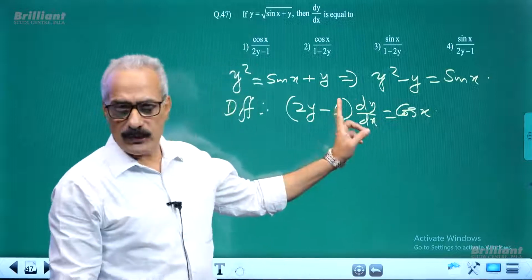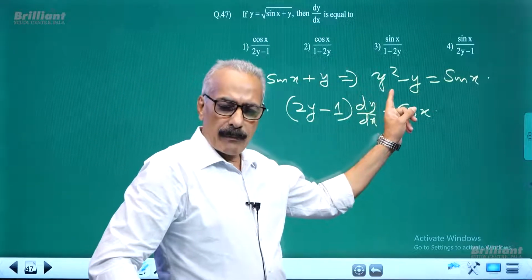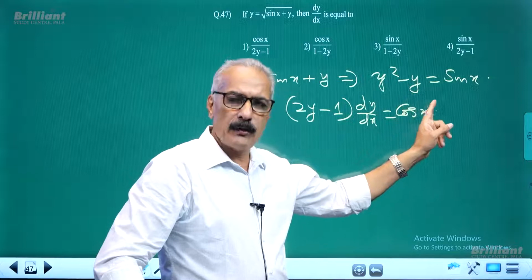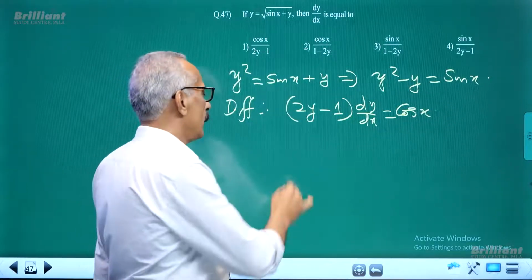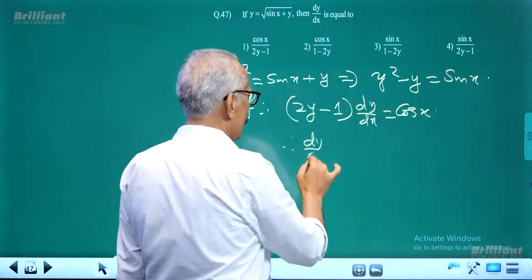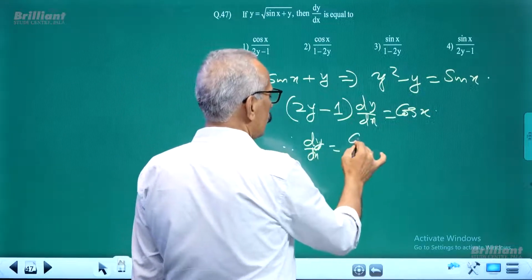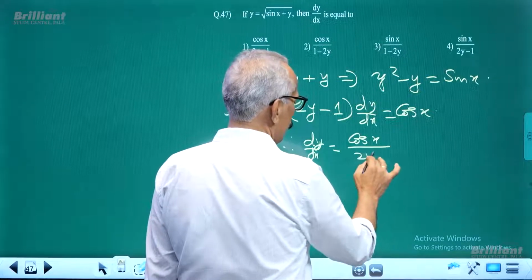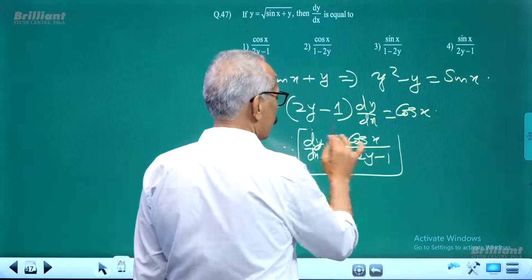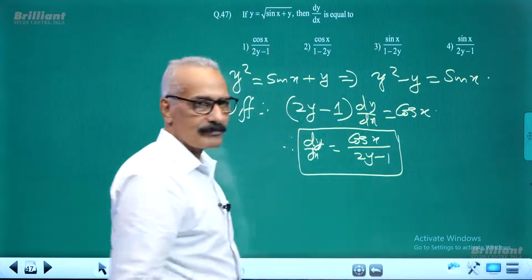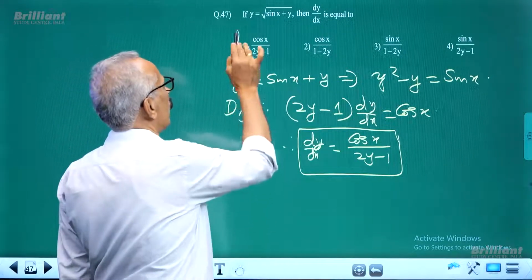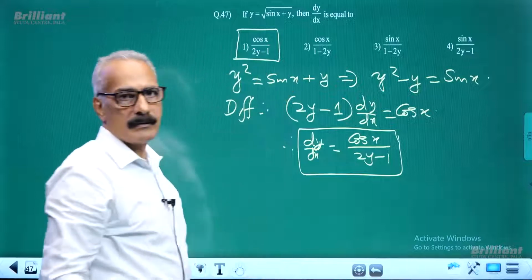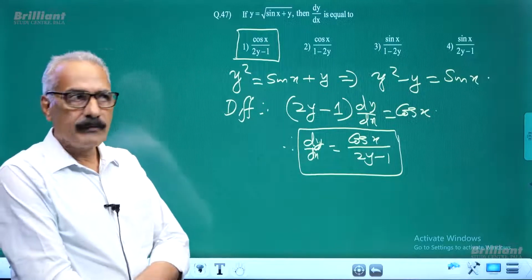Actually, implicit differentiation. 2y dy by dx minus 1 into dy by dx. So 2y minus 1 into dy by dx. Tell me your dy by dx. Therefore, your dy by dx is equal to cos x divided by 2y minus 1. Your answer: cos x divided by 2y minus 1 is your answer. Clear?